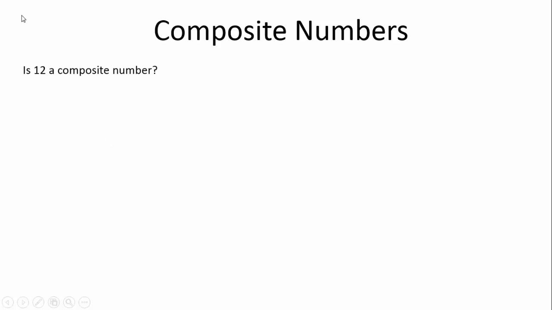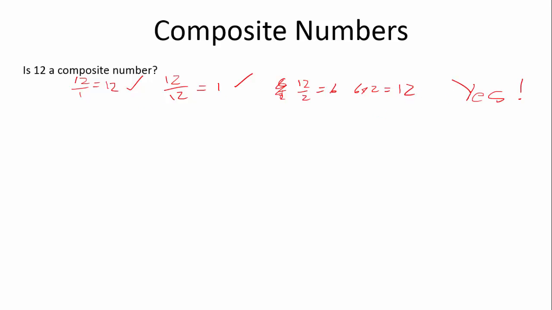Right. So can we work out, is 12 a composite number? So we know that 12 divided by 1 is equal to 12. Right? That's good. All numbers, 12 divided by 12 is equal to 1. That's good. We don't even need to check those. But now we need to try another one. We can quickly see that 12 divided by 2 is equal to 6, which means that 6 times 2 is equal to 12. So this says, yes, it is a composite number.